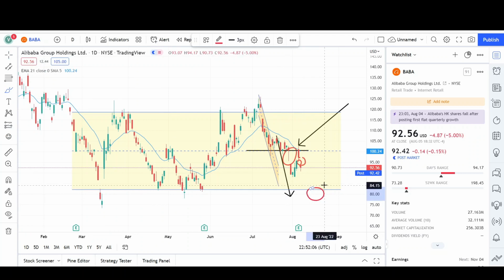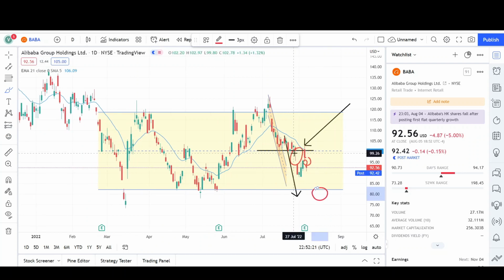Is it guaranteed? No, it's not guaranteed, because prices could find some type of support at previous swings and then maybe see a rally up, but the market will try to bring the price down to this level right over here. So things are still looking bearish for BABA.